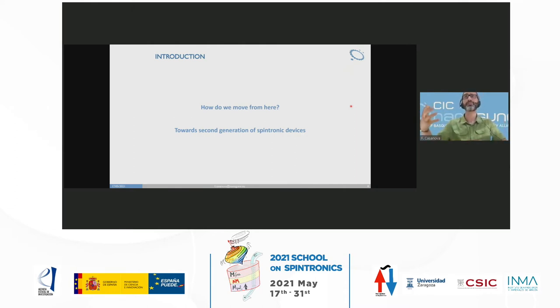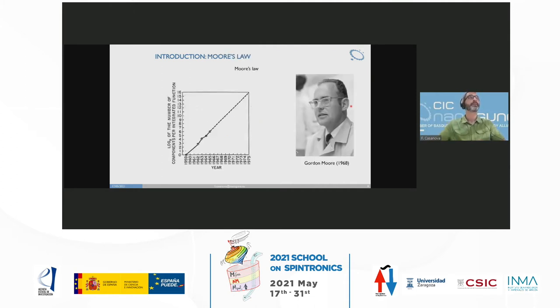A bit the motivation for all of this is the trend in electronics. Everybody has heard about Moore's law. So this guy is Gordon Moore in 68. That year he predicted the famous law that now has his name. It was basically a very simple graph with only 5 points, right? From 59 to 65. He observed that in the newly discovered or invented integrated circuits, the number of transistors per integrated circuit was doubling every 2 years.